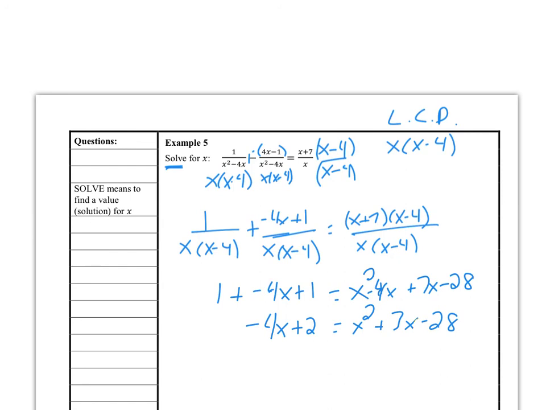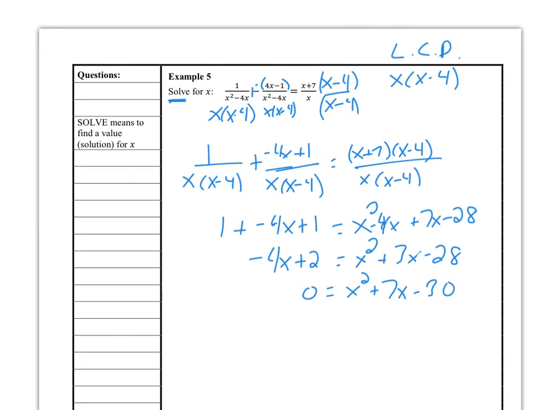Get it all set equal to 0. So add 4x over, subtract 2, we get 0 equals x squared. Adding 4 to 3 gives us 7x. Subtracting 2 from negative 28 gives us negative 30. Hopefully that's going to work out with that multiply. So 0 equals, it looks like 10 and 3. Plus 10 minus 3 will add to positive 7 and multiply to negative 30. So I get x equals negative 10 and x equals 3.